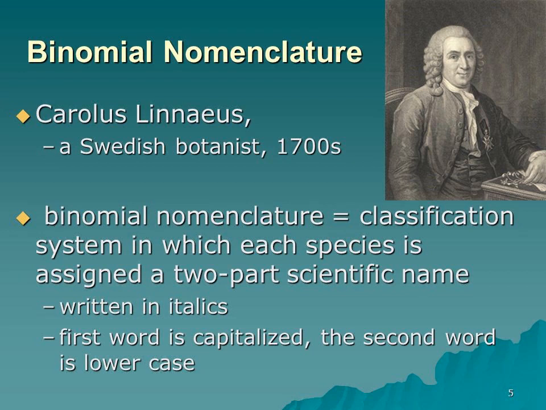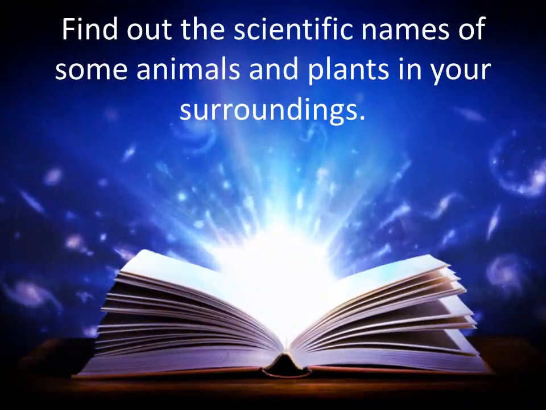Only organisms belonging to the same species can produce offspring. All the organisms belonging to the same species may have differences in color, height, habitats, and habits, but still they can reproduce among themselves and form offspring like themselves. Find out the scientific names of some animals and plants in your surroundings and note them down.